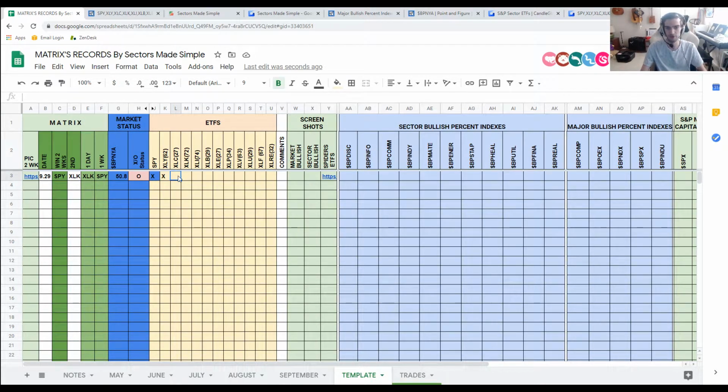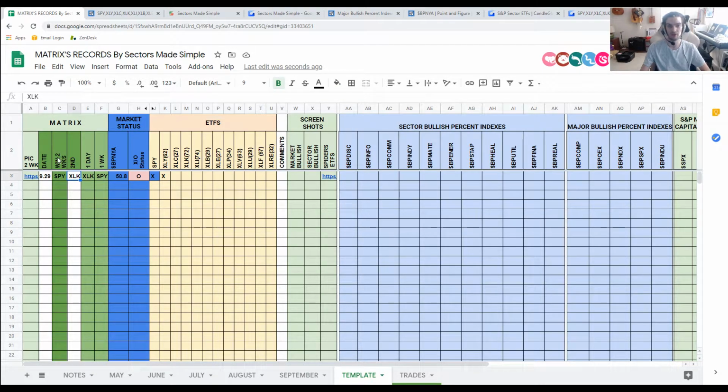Yes, Giazo is the program that I use to make these screenshots. So just to quickly go through all the headers. The matrix is your headlines. This is what did the matrix look like today? What date is today? Who our 2-week winner and second place is.